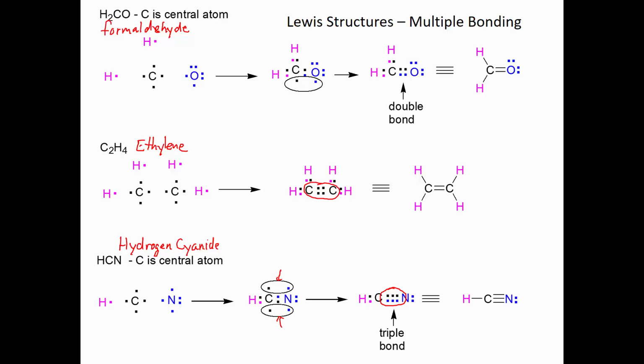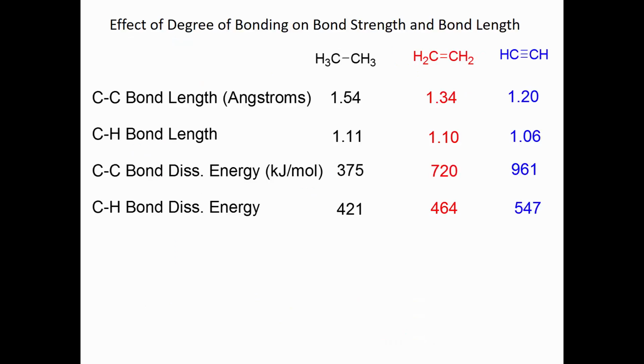Okay, this is as far as it goes in organic chemistry. We don't have anything more exotic than a triple bond in organic chemistry. Okay. All right, let's look at the effect of degree of bonding on bond strength and bond length. As the degree of bonding gets more and more, okay, we'll just name these as we come to them. Ethane, ethylene, acetylene. All right. As the degree of bonding gets higher, the bond gets shorter. Notice ethane, it's 1.54. Ethylene, it's a little bit shorter at 1.34, and acetylene, it's much shorter at 1.2.